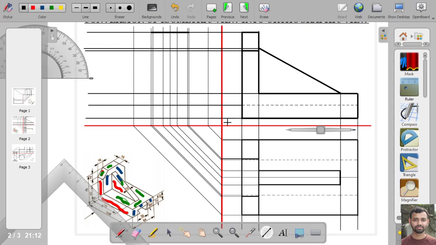Now we will draw these two slant portions. These slant portions will be: this is the point, this edge, these two points are these two points. That means with this point, this one will be connected. Similarly with this point, this one will be connected.